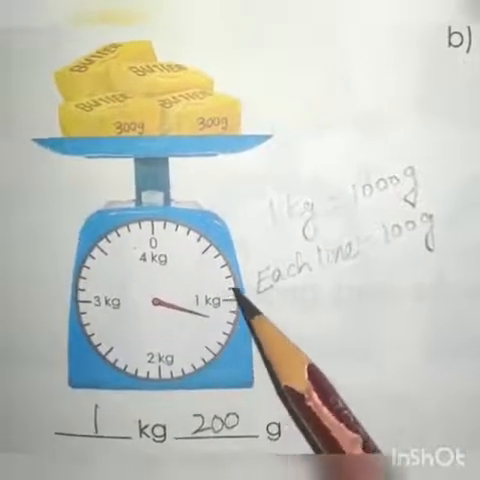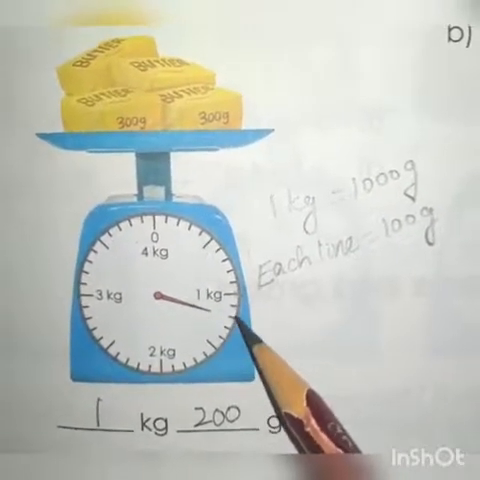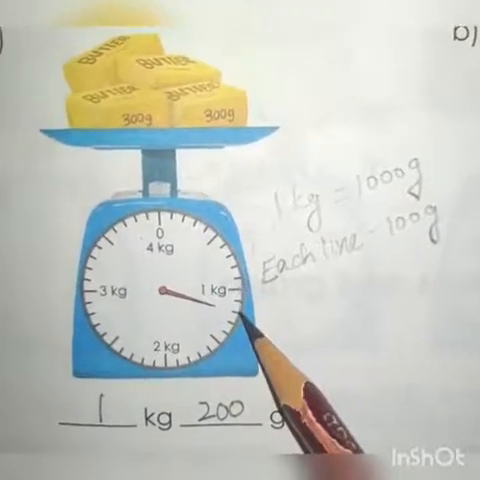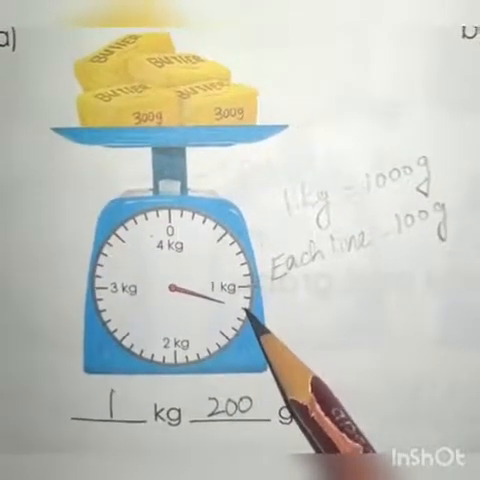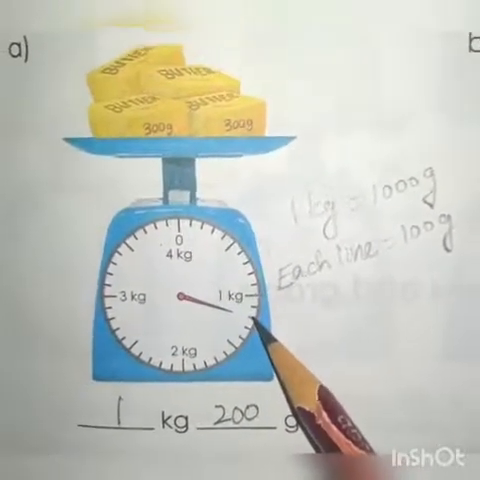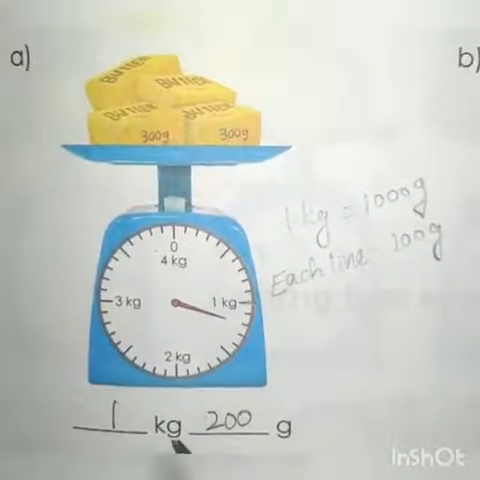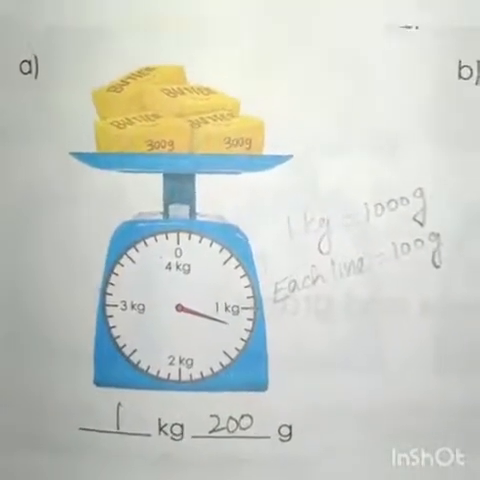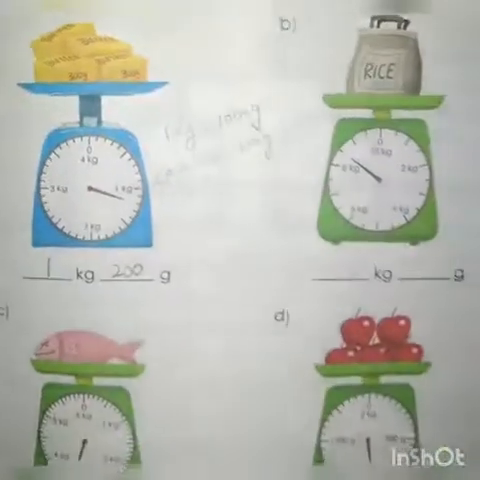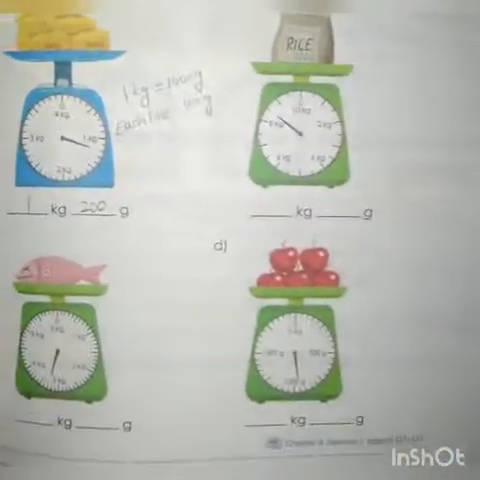The red line crosses 1 kg and it denotes the second line after 1 kg. So 100, 200. So 1 kg 200 gram. Therefore, the weight of the butter is 1 kg 200 gram. Remaining sums you have to do it by yourself, children.